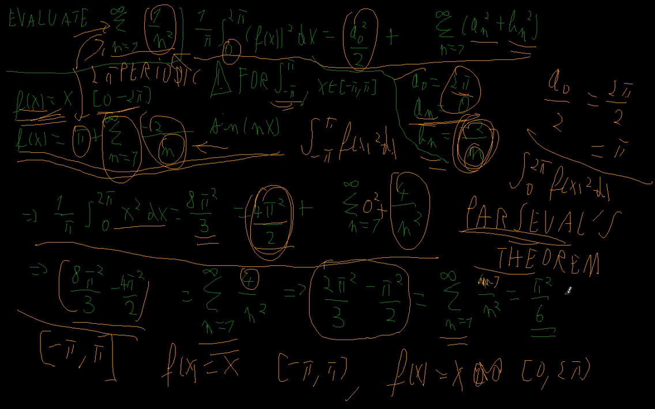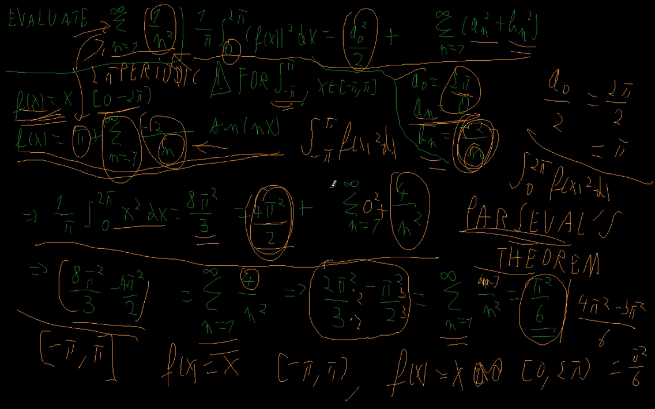Okay, you can find the common denominator. Here you can multiply by 2, and here by 3. So we get 4 pi squared minus 3 pi squared over 6, and that is equal to pi squared over 6. And so that is my result here. And so I know that the sum from n equals 1 to infinity of 1 over n squared is equal to pi squared over 6. And that is my final result.